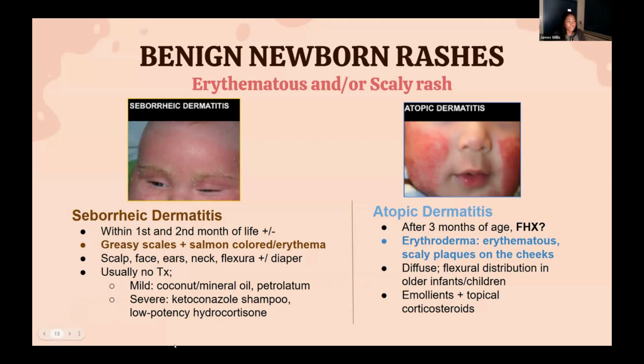So it happens within the first and second month of life. Again, when you're examining the patient, not only look at the face, but look behind the ears, look within the hair, you'll see these scales. And even if it doesn't show in that moment, ask the mom, have you noticed any scales or dandruff-like things falling off? And they'll be like, yeah.